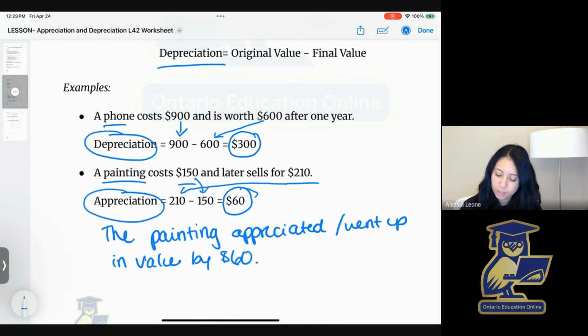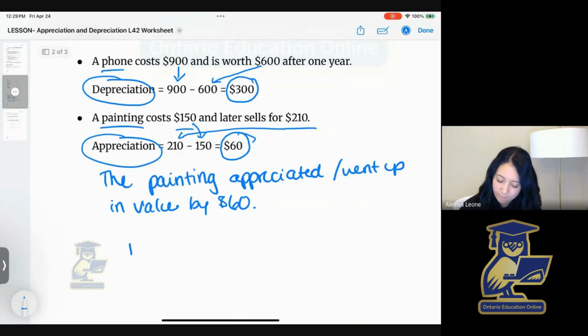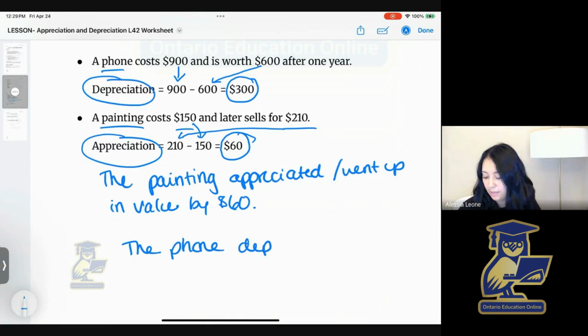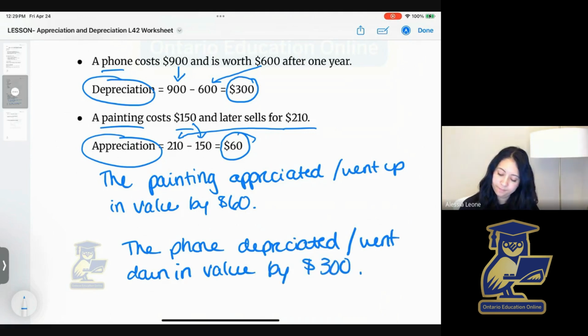The painting appreciated, went up in value by $60. And then we will add a sentence saying the phone depreciated, went down in value by $300. So we just put into words what the numbers showed.